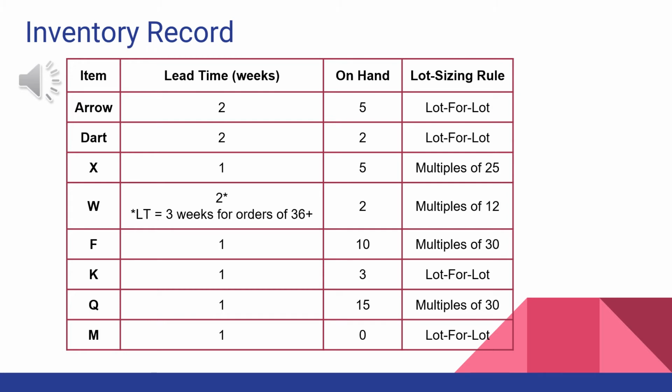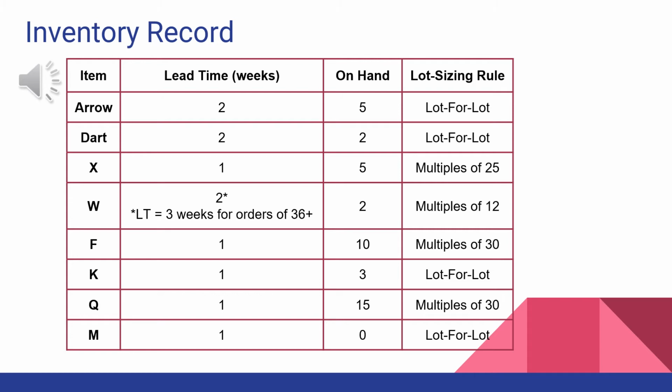Now, here is an example of DMD Enterprises' inventory record. It breaks down how many parts of each item we have on hand, the amount of time it takes to get these parts, otherwise called lead time, broken into weeks, and the lot sizing rule. The lot sizing rule breaks down the order quantities that you order each part in. In other words, whatever you need in that particular week is how much you're going to order and ultimately how much you're going to receive.